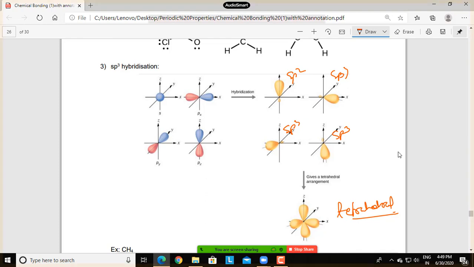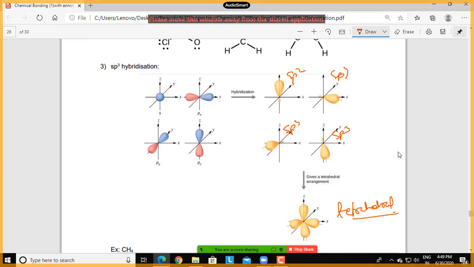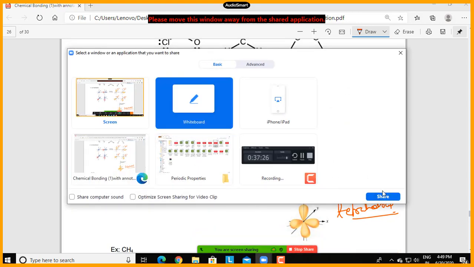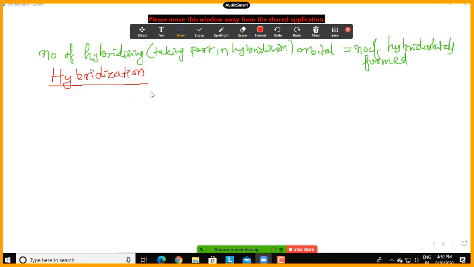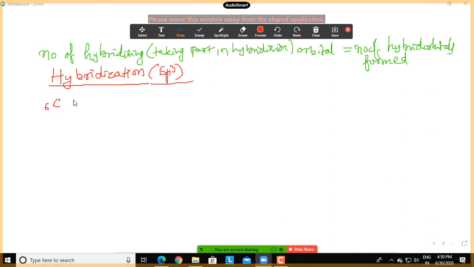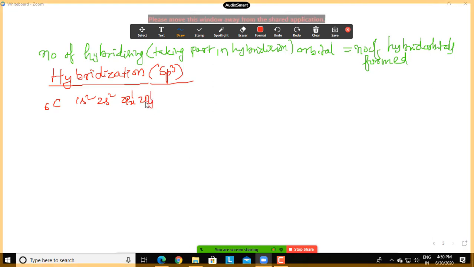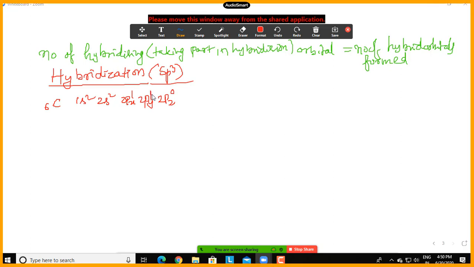Is that clear? Now I'll show you an example of sp3 hybridization on the white page. Let us take an sp3 hybridization example. Carbon, atomic number 6: 1s2, 2s2, 2px1, 2py1, 2pz0. So this is carbon.